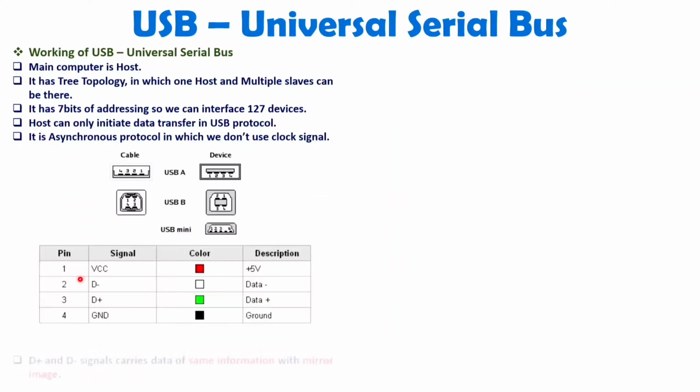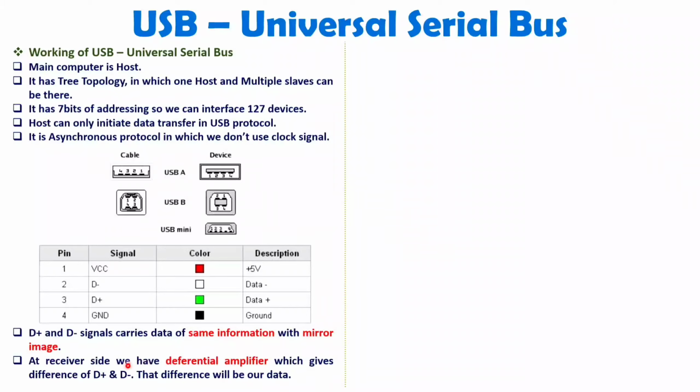So here when we talk about D plus and D minus, that is having the same information, that is mirror of each other, and at the receiver side we will be having a differential amplifier that will be differentiating both of these signals and amplifying it, so that will be improving the signal to noise ratio of transmission.